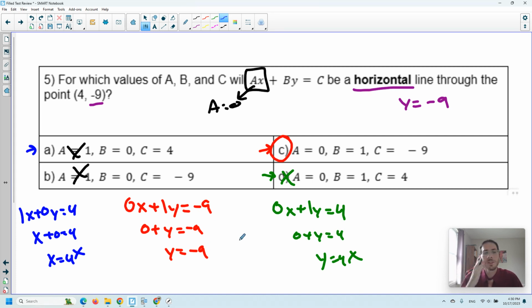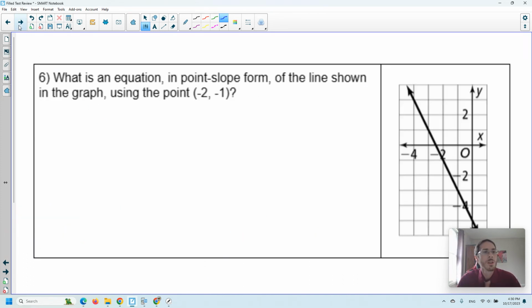If you're really in a pinch on this one, if you can set them up, you can just plug in the A, B, and C, graph it, and see which one actually works. It's fine to do that too. That would be a good thing to try as well. So there we go.